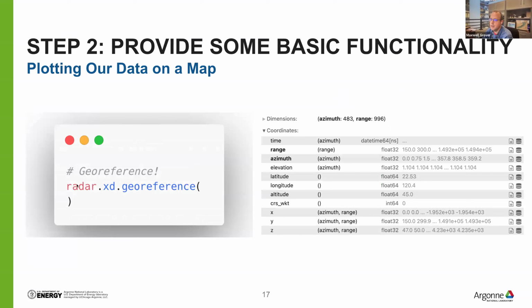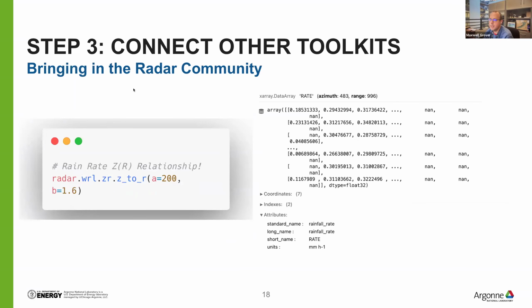format. So then within XRadar, we have these different utilities, for example, georeferencing. Since by default, it just comes in as azimuth around a distance from the radar is sort of the default information. So georeference adds those X, Y, and Z information in there, which is useful when you plot. And then you can also connect to other toolkits.